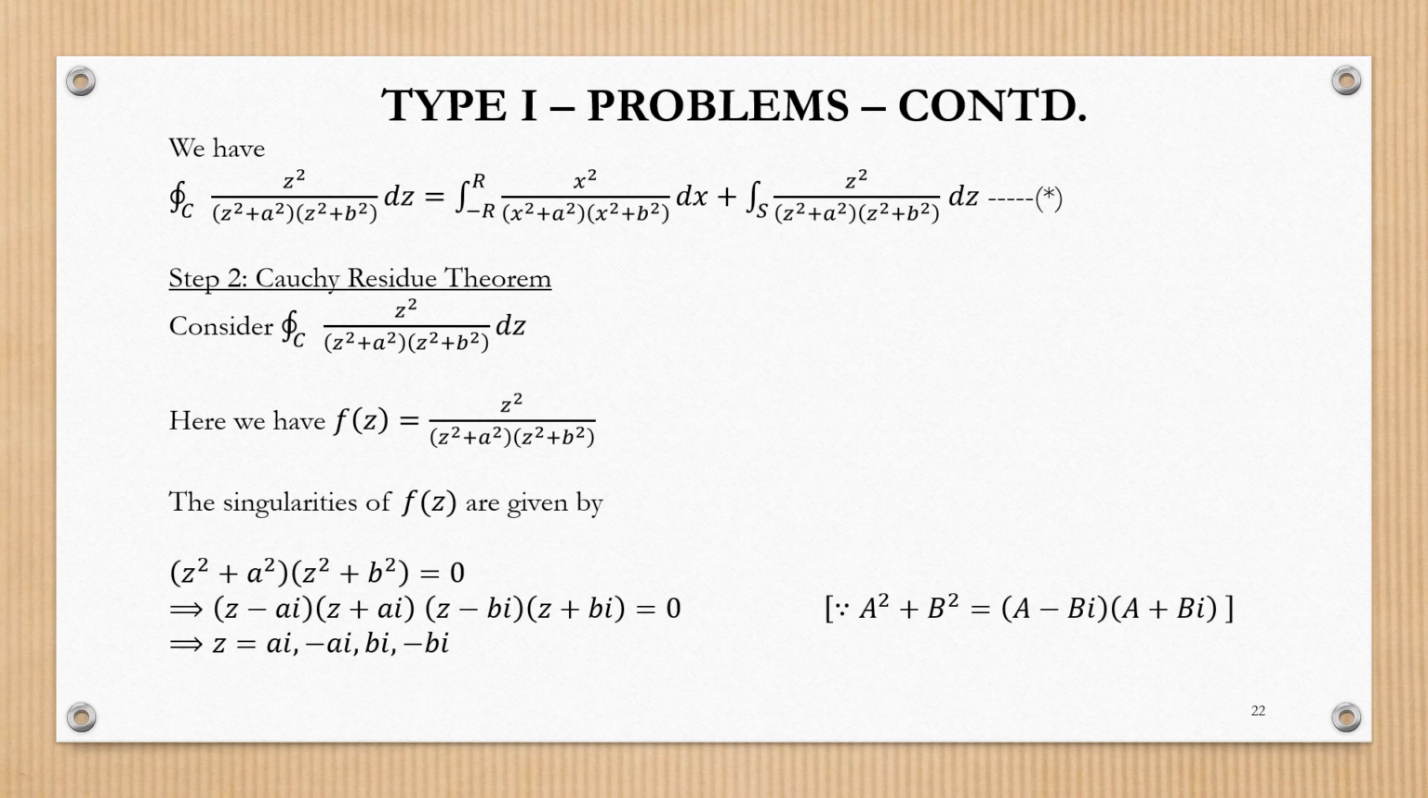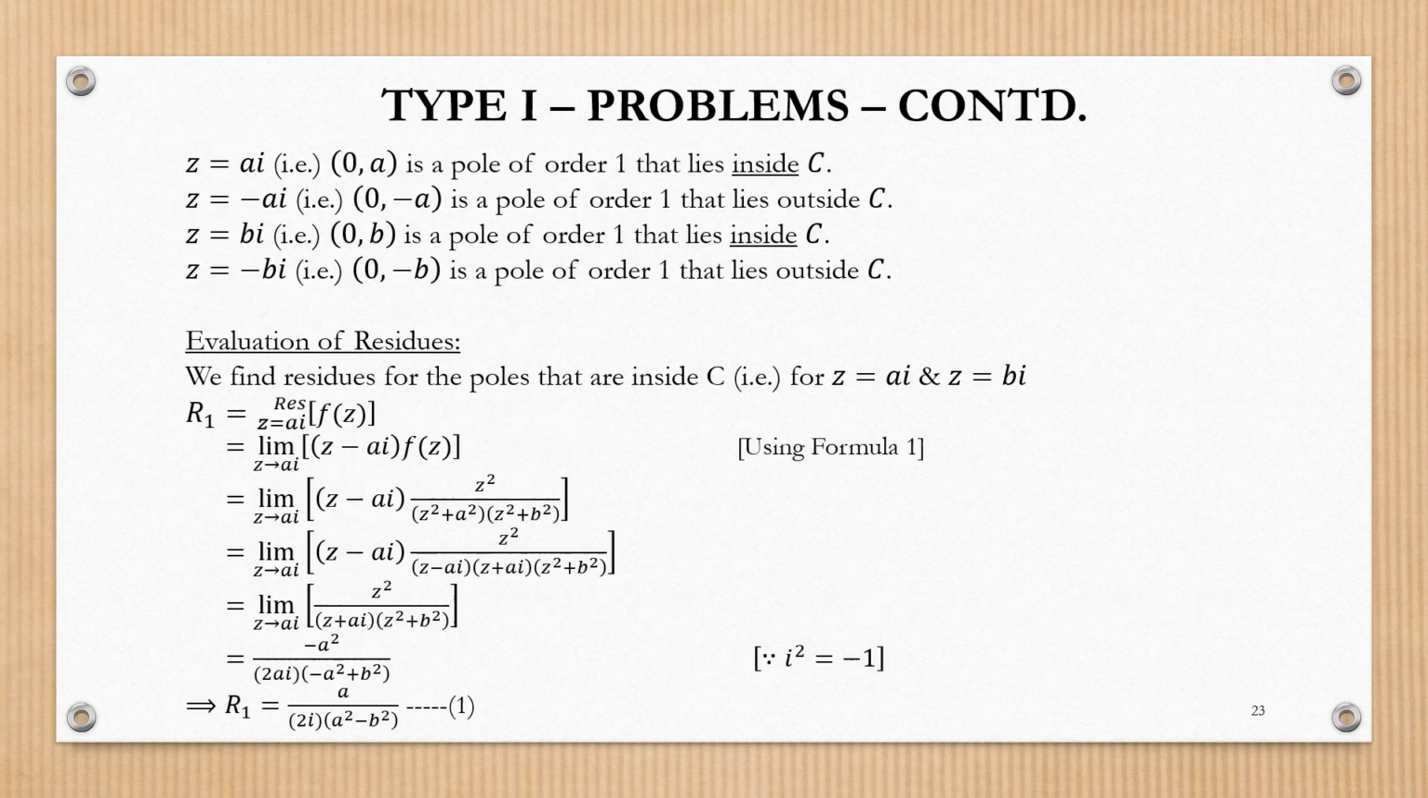The function in this particular case is z square divided by z square plus a square into z square plus b square. The singularities for this function are given by equating the denominator to 0. Z square plus a square into z square plus b square equal to 0, which is similar to the denominator in the previous problem, which means the poles are going to remain the same. The order of the pole, etc., will remain the same. We once again observe that there are two poles that are inside the curve, ai and bi.